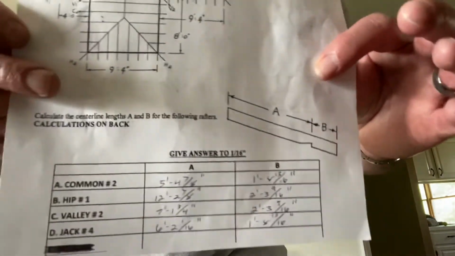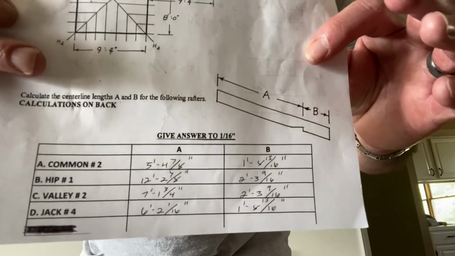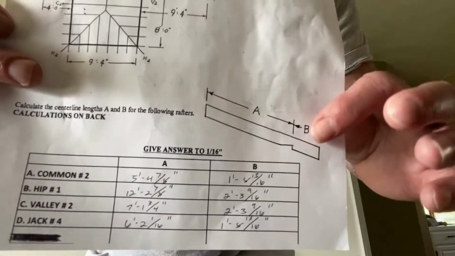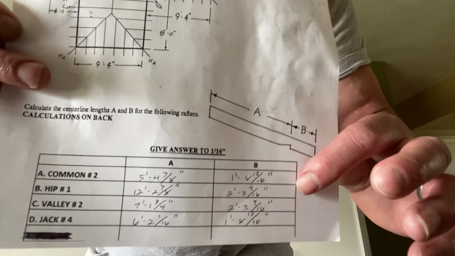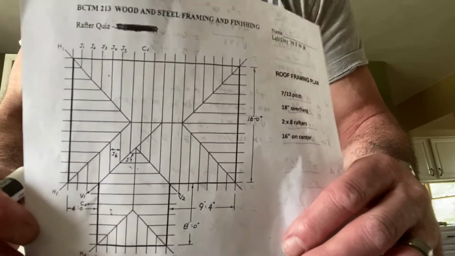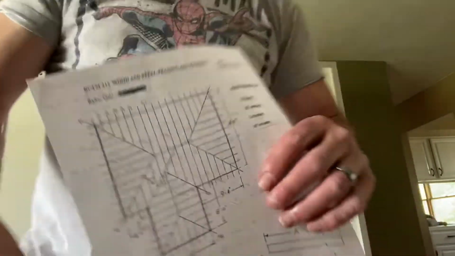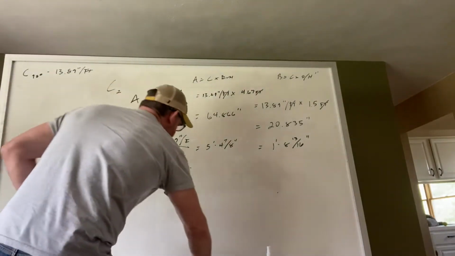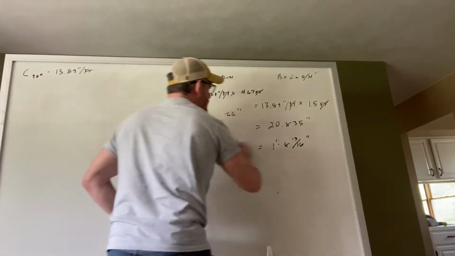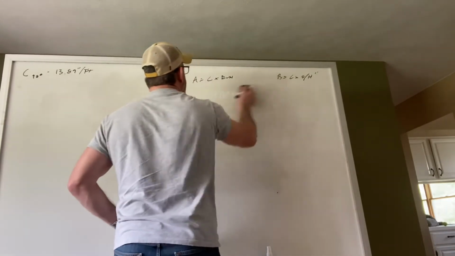So I can fill in my A and my B dimensions for my common number 2, and I can also fill them in for my letter D, my jack. I can see that my B dimension is going to be 1 foot 8 3/16 for both of those. Okay, and likewise again when we solve for our hip, I'll talk about that as we go through that. All right, so next we solve for our hip number 1.